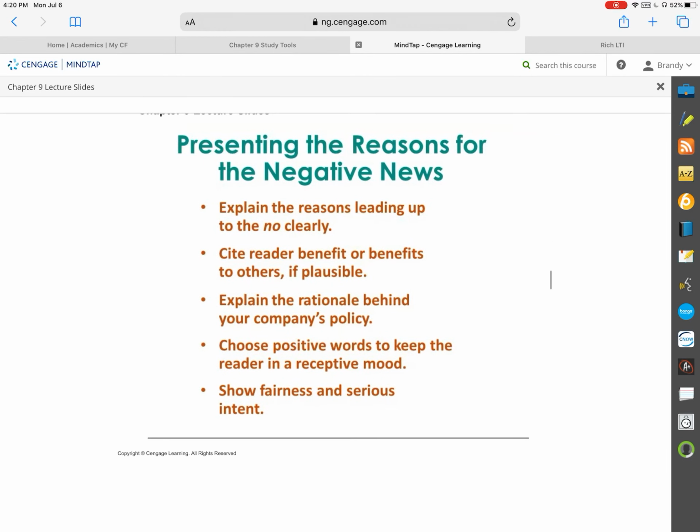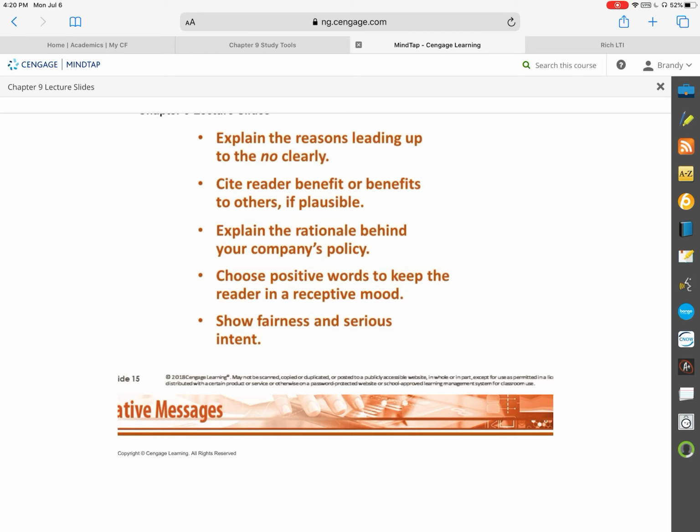When we do give the reasons for a no, and we get to that point where we're giving the explanation, make sure that we're leading up to the no very clearly. If there's benefits for the no for the reader, for the audience, we want to make sure that we note those. We want to explain why we're having to do this now.